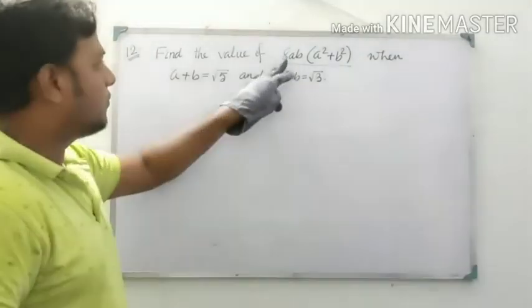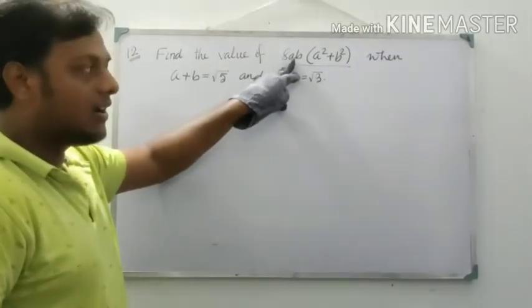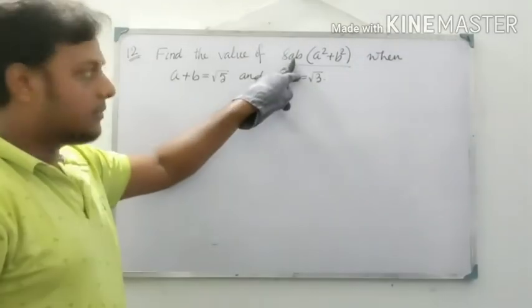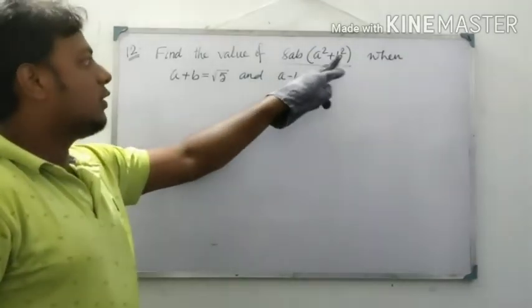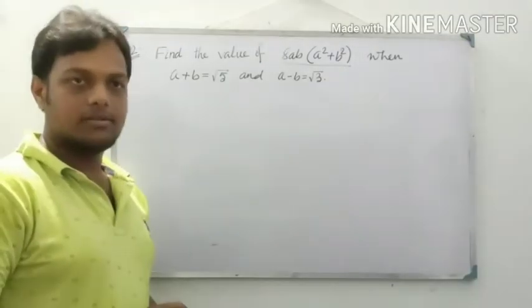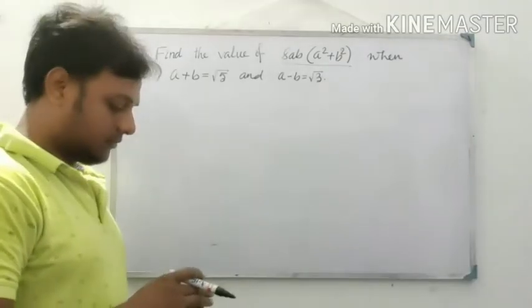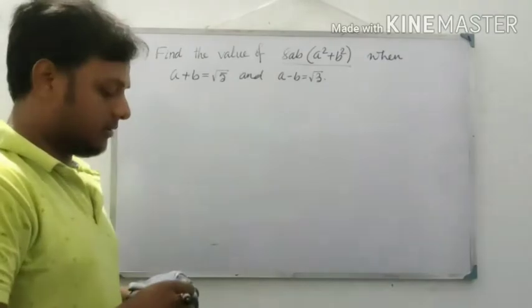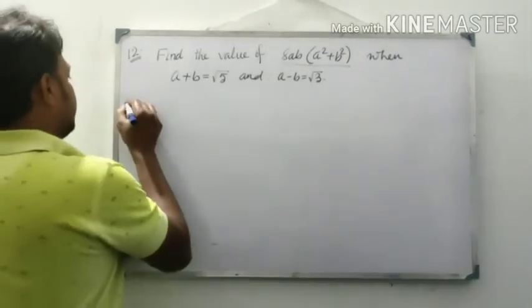So first we will try to find out the value of ab and a square plus b square individually, by parts. After that we will put them here, then we will get the value. Did you understand? Okay. Next, the solution.